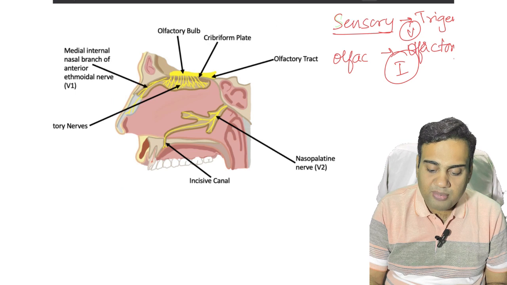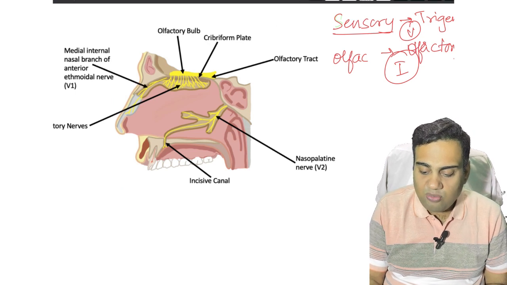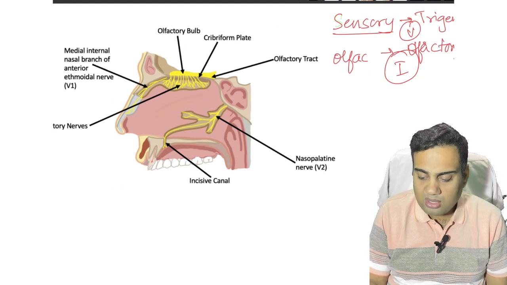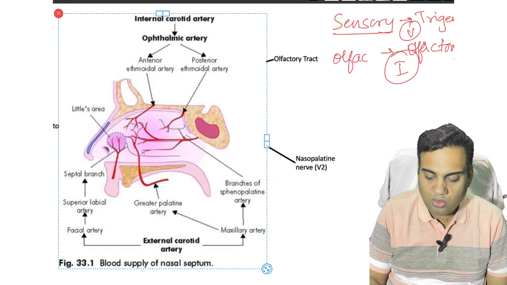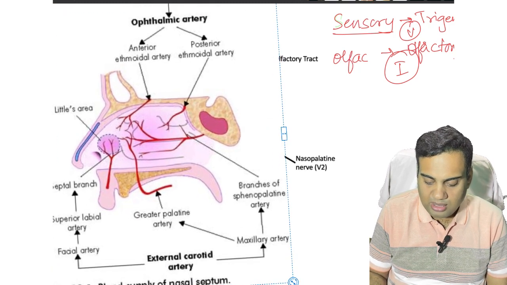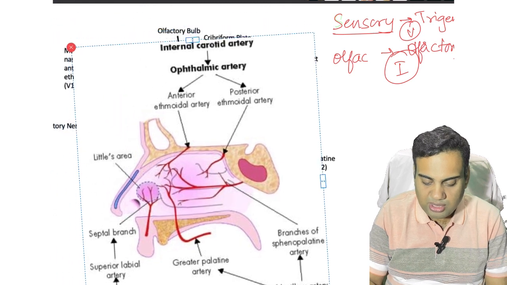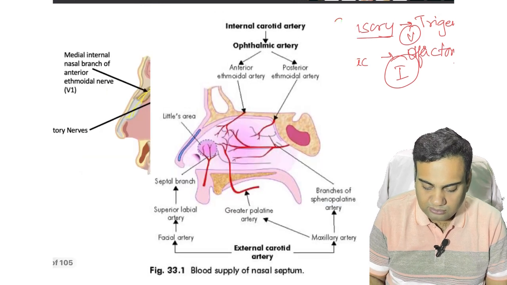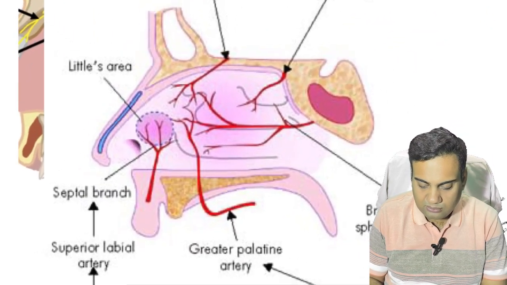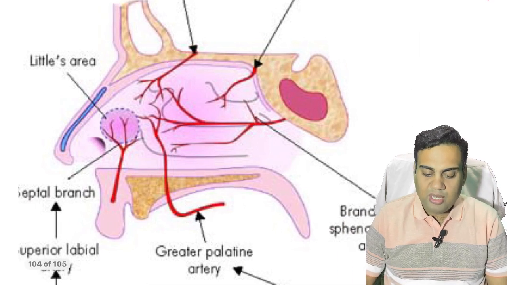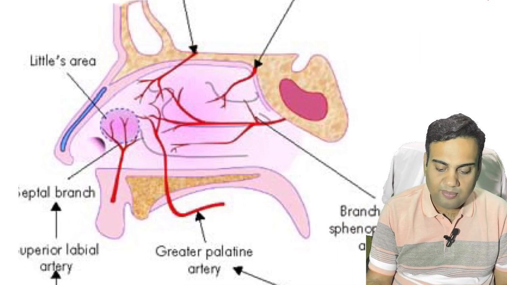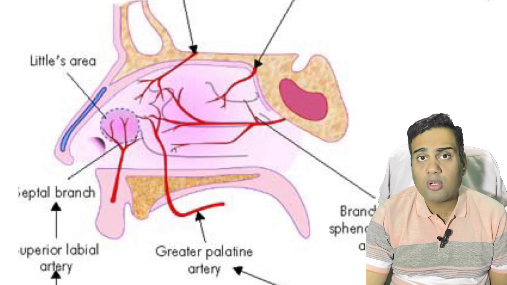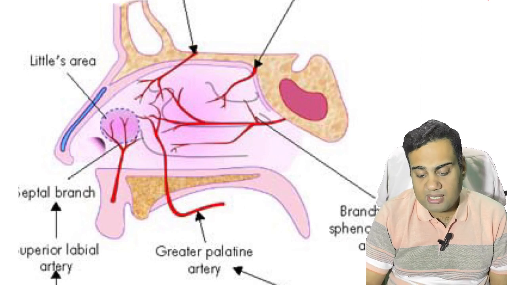Now, if you have understood the blood supply of the nose, then what you should also remember is something about epistaxis. We are going to study a little bit about epistaxis over here. Let us keep in mind that this area can bleed. Remember, the most common site of epistaxis is Little's area.